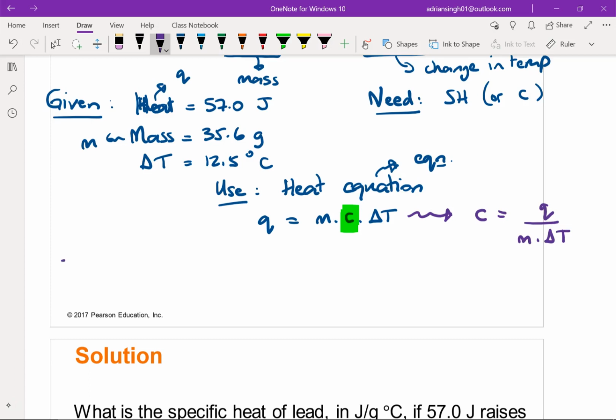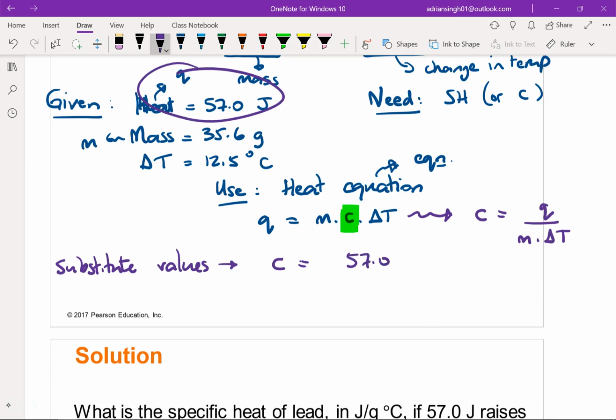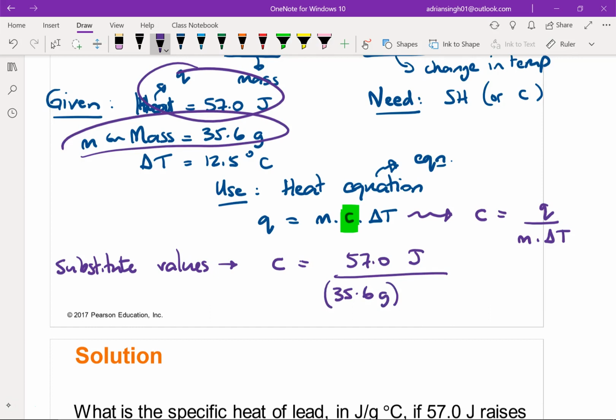All we need to do then is substitute our values that were given in the problem. So our C is equal to Q, which is the heat, 57.0 joules, divided by M, our mass, 35.6 grams, multiplied by our change in temperature, delta T, 12.5 degrees Celsius. And then all that's left to do is to stick that in your calculator.